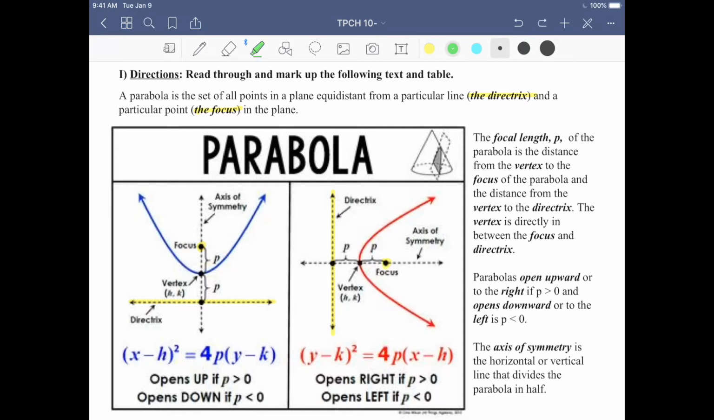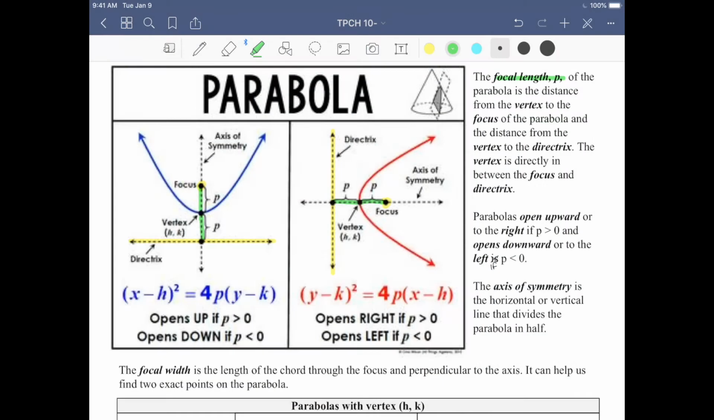The focal length P of the parabola is the distance from the vertex to the focus of the parabola, and it is also the distance from the vertex to the directrix. The vertex is directly in between the focus and the directrix. So the focal length P is this distance from the directrix to the vertex or from the vertex to the focus. Parabolas open upward or open to the right if P is greater than 0, and will open downward or open to the left if P is less than 0.